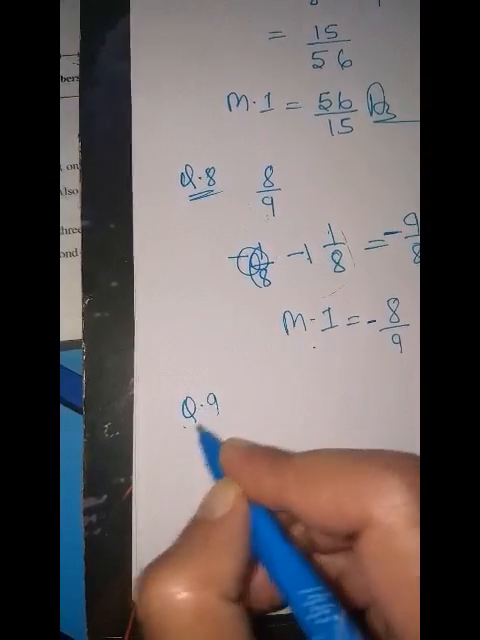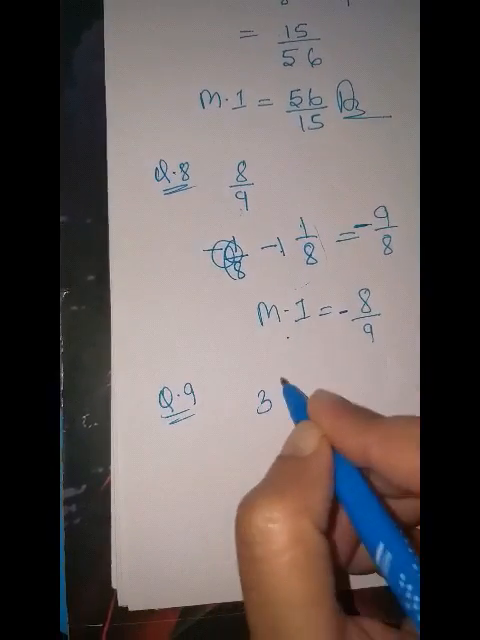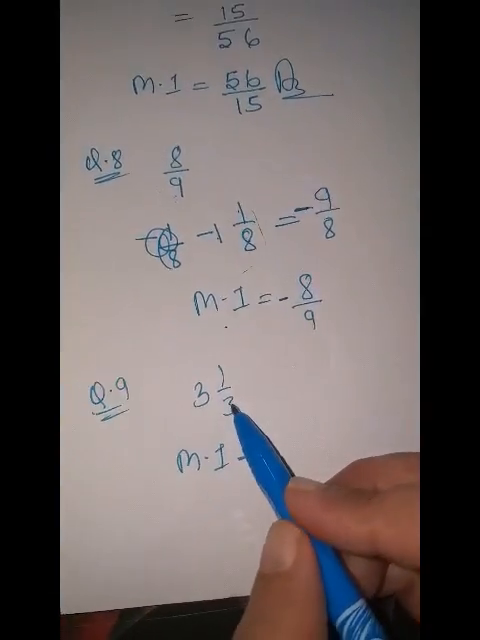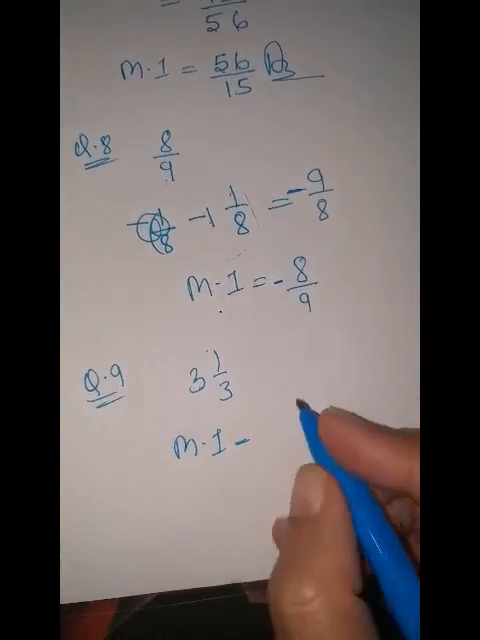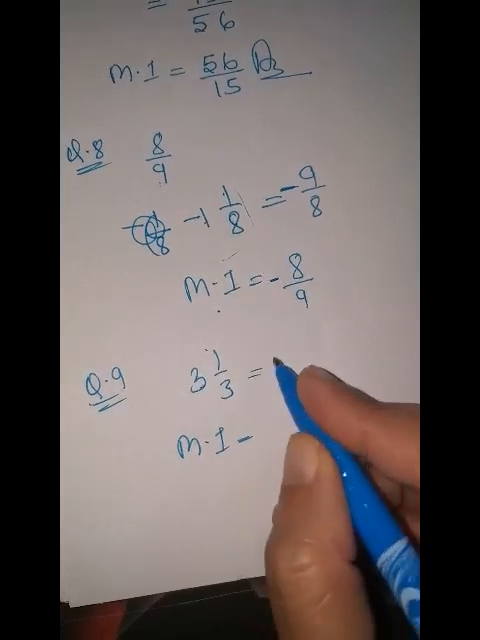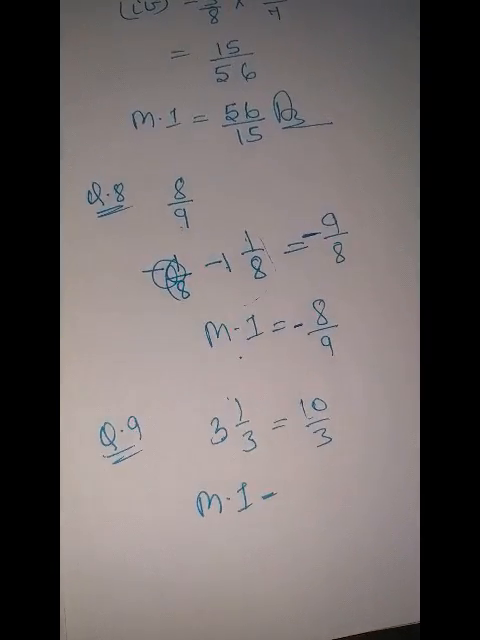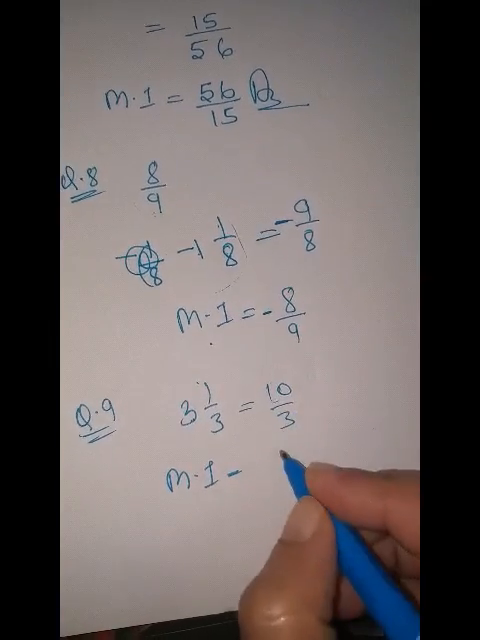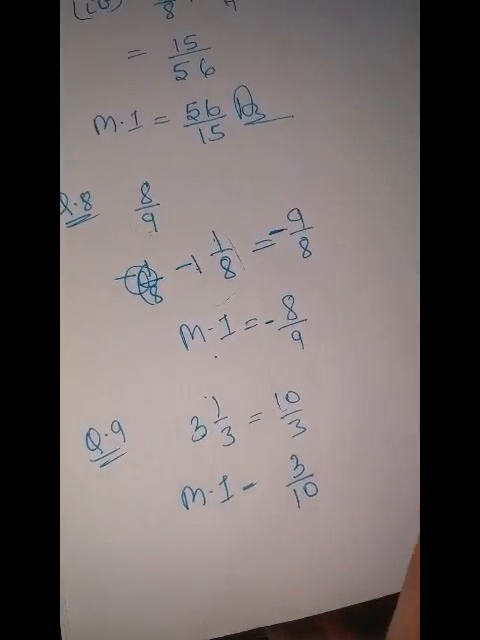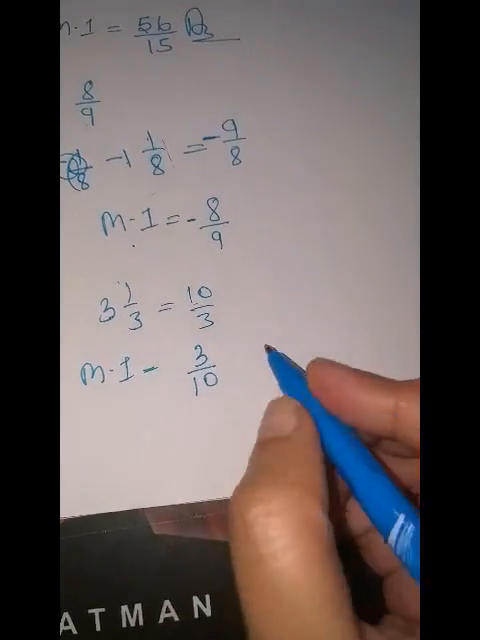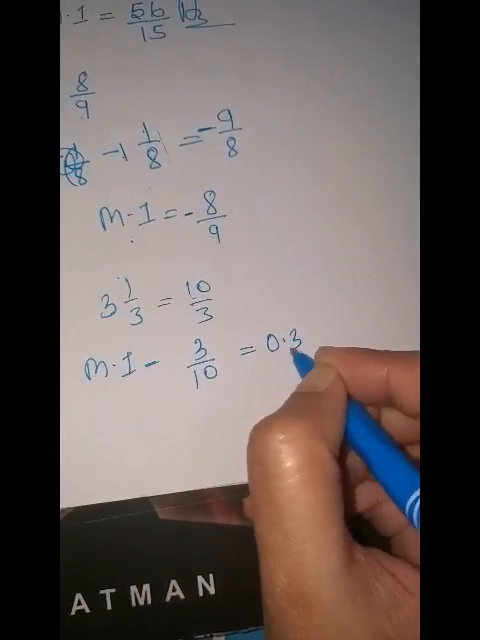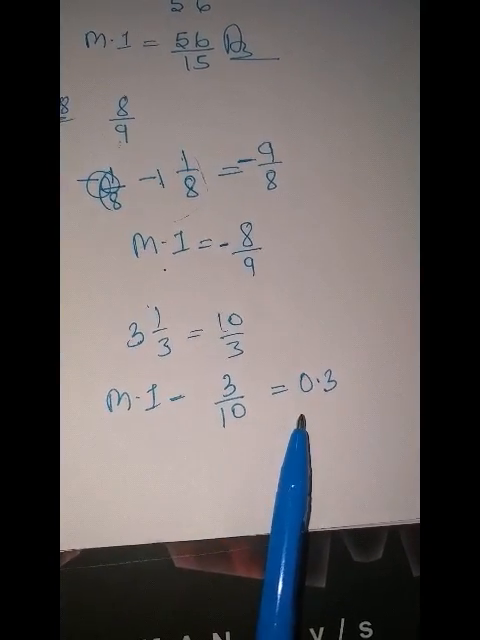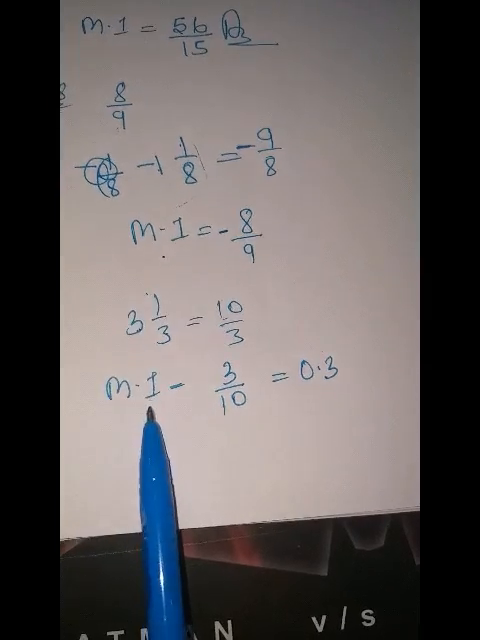Question number 9. अब हम लेते हैं नंबर 3 1/3. इसका मल्टीप्लिकेटिव इनवर्स निकालने से पहले हम इसे सॉल्व करेंगे. 3 3 ज़ा 9, 9 and 1 10. 10/3 का मल्टीप्लिकेटिव इनवर्स हो गया 3/10. So if we divide 3/10, we will get 0.3. Yes, we can say 0.3 is the multiplicative inverse of this.